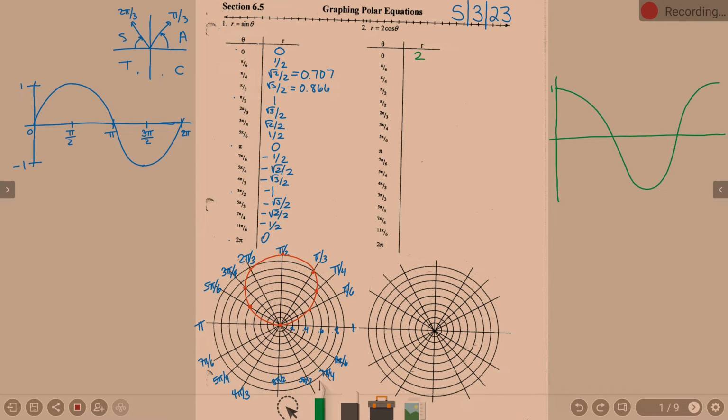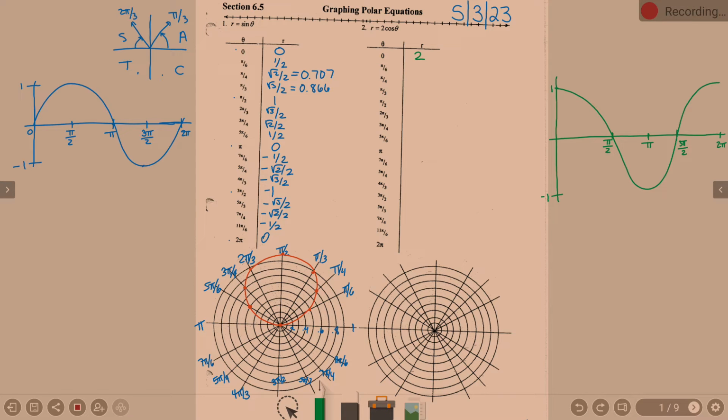Okay? If we go ahead and put these pieces in, it crosses through at pi over 2. Its minimum is at pi. It crosses back through at 3 pi over 2, and it maxes at 2 pi, yes? Okay, or again, go back to your ordered pairs, yes?